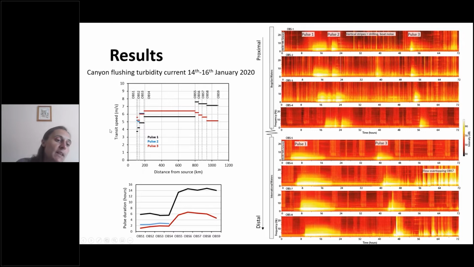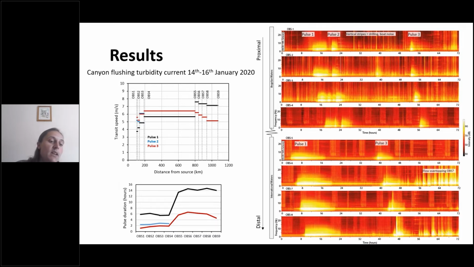On the top left is a plot of the transit speeds of the turbidity current pulses with distance from the source. So you can see that the flows accelerated in the canyon array and then reached maximum velocities by the time they reached the distal array, about 800 kilometers offshore. And then we can see that the flows keep a very similar velocity and maybe decelerate slightly as they move a further 300 kilometers offshore, from 800 to 1,100 kilometers.